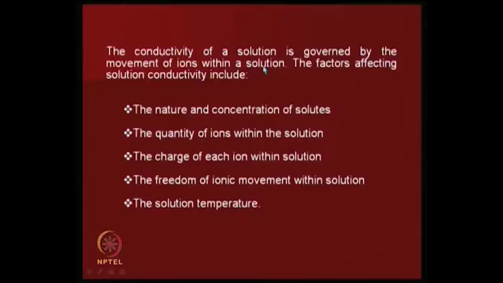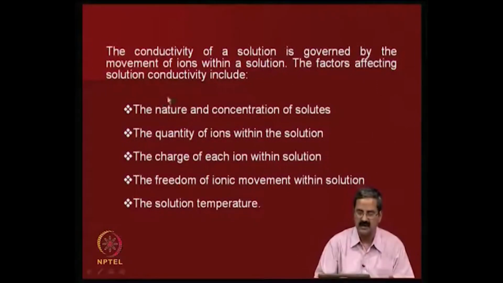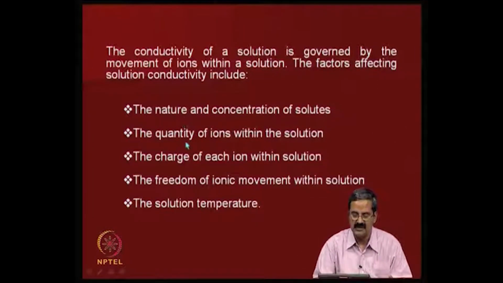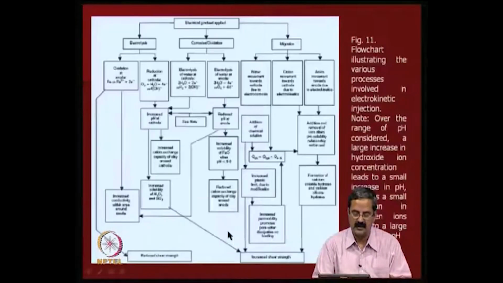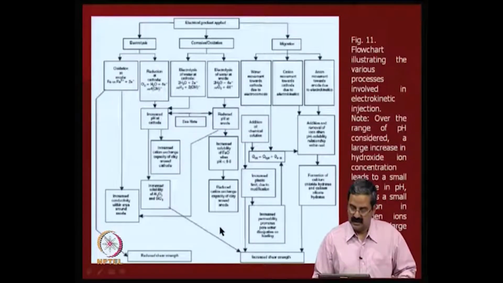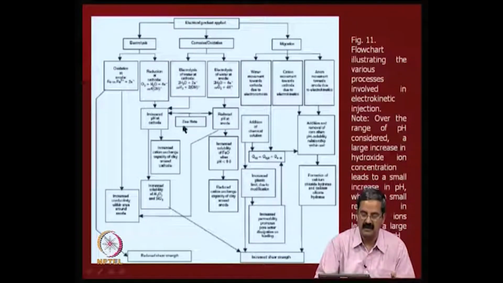The conductivity of a solution is governed by the movement of ions within the solution. The factors affecting the solution conductivity are the concentration of the ions, quantity of the ions, the charge of each ion, freedom of the ionic movement, solution temperature and so on. Of course, there is some more study on the distance from the cathode, and it is more of a parametric study, and they have done a lot of detailed work on how this whole thing happened. You can see the paper that I will refer to for a detailed analysis.